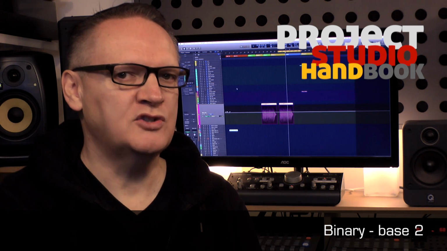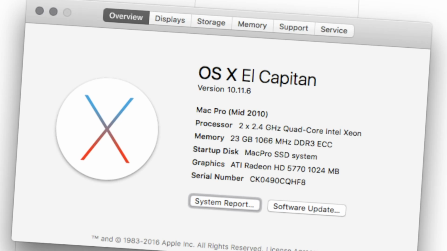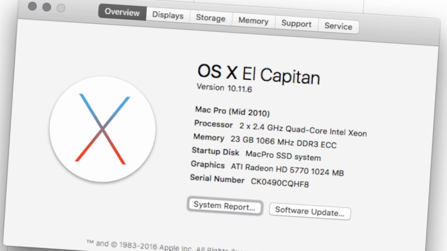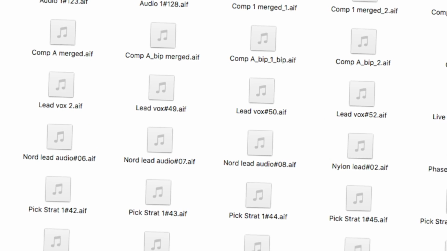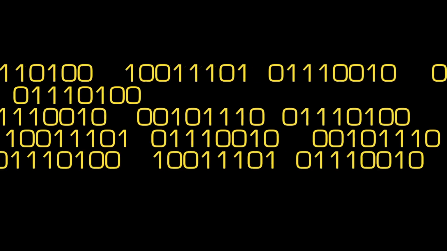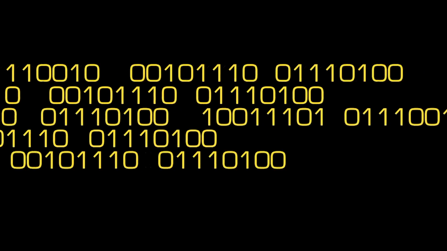Binary is the base 2 counting system on which all digital information and software is based, including operating systems, applications, and data, including digital audio. Complex strings of ones and zeros are combined to create the files which comprise the digital systems we use.